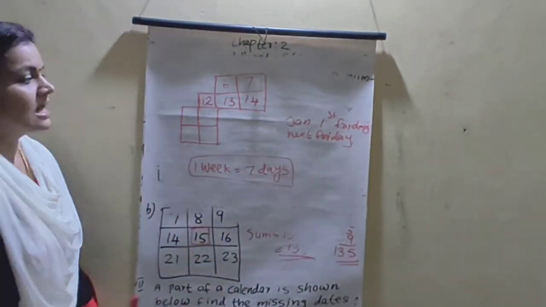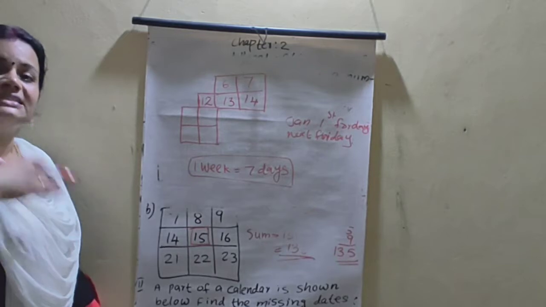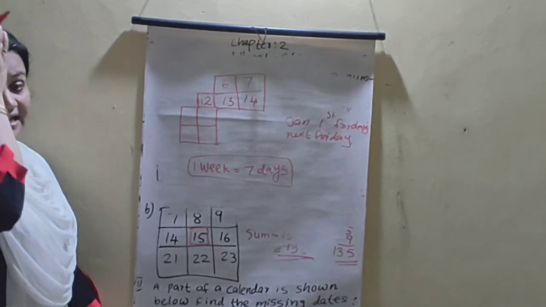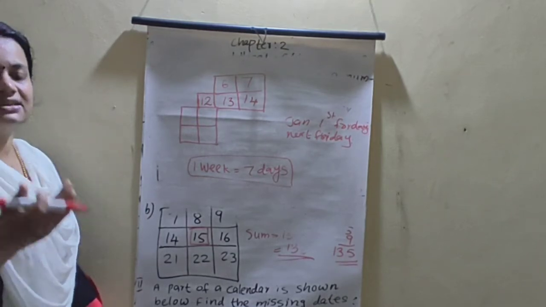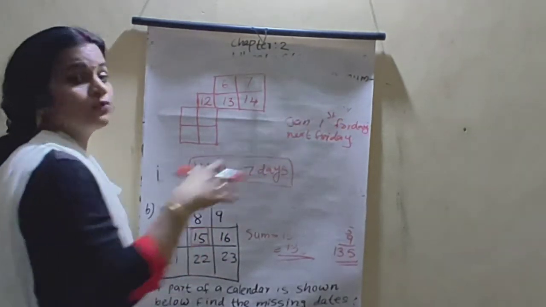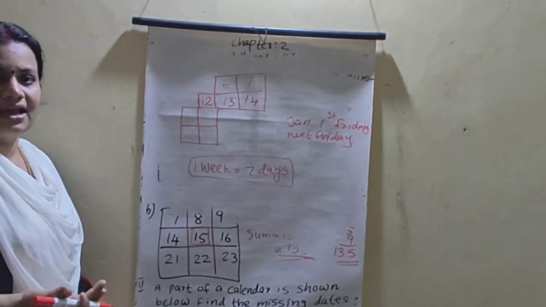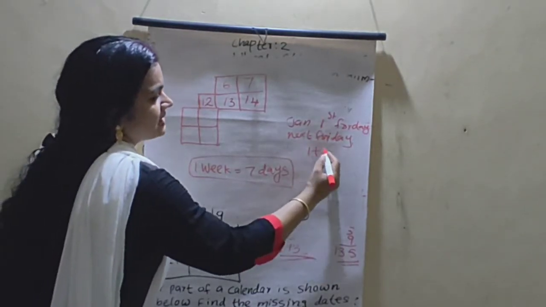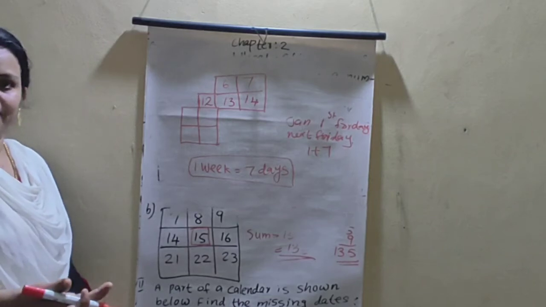My question is, Jan 1st is Friday. Which date is the next Friday? One day is given. How to find out the next same day? Then we add the given number plus 7. We will get the next Friday.